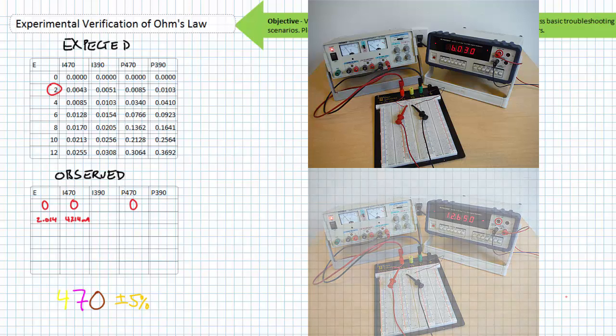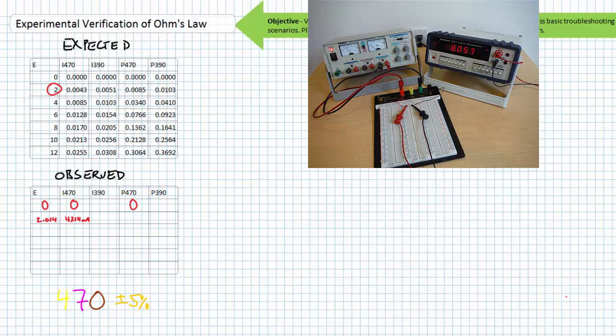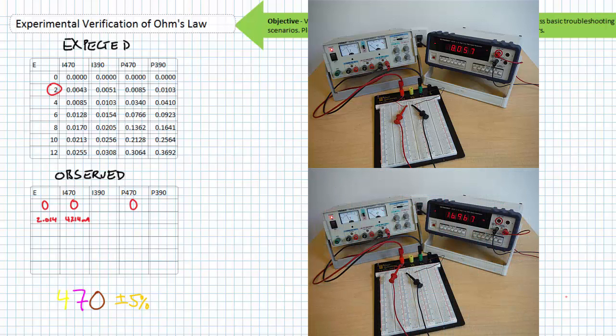Again, we're looking good. Using our DMM in voltmeter mode, we dial the power supply close to our next operating point at 8.057 volts. Using the DMM in ammeter mode, we observe 16.967 milliamperes of current through it. Enter this observed data in your data table and compare it with your expected value.